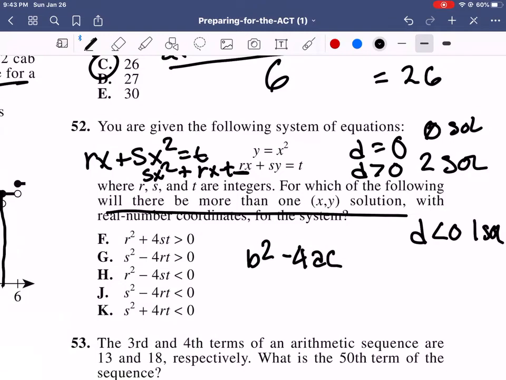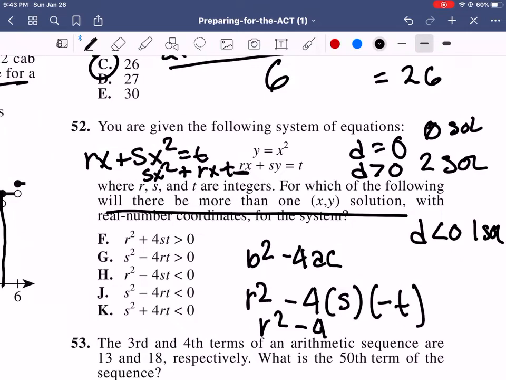So that's why I use the discriminant. What I do is just plug it in. r squared minus 4as, which is s, times negative t. r squared minus 4s negative t, which is r squared plus 4st, because negative times a negative is positive. So it has to be f.